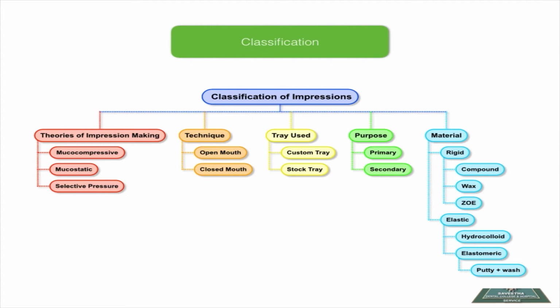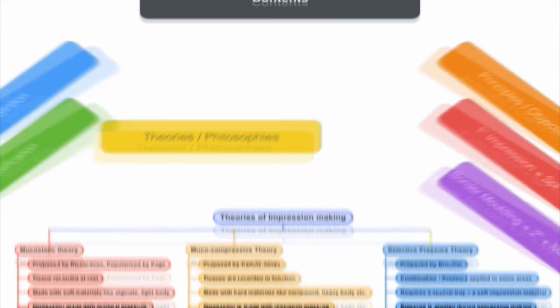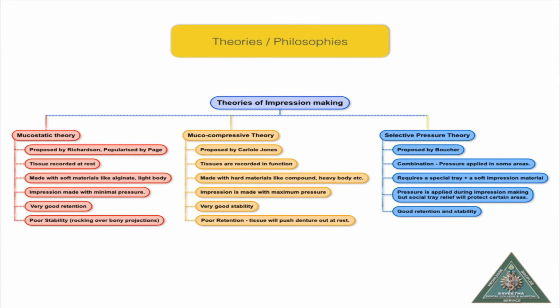Impressions may be classified based on the theories as mucocompressive, mucostatic and selective pressure impression, based on technique as open mouth and closed mouth impression, based on the tray used as custom tray and stock tray impression, based on the purpose as primary and secondary impression, and based on the material as rigid and elastic impressions. The three theories of impression making are mucostatic, mucocompressive and selective pressure impression techniques.